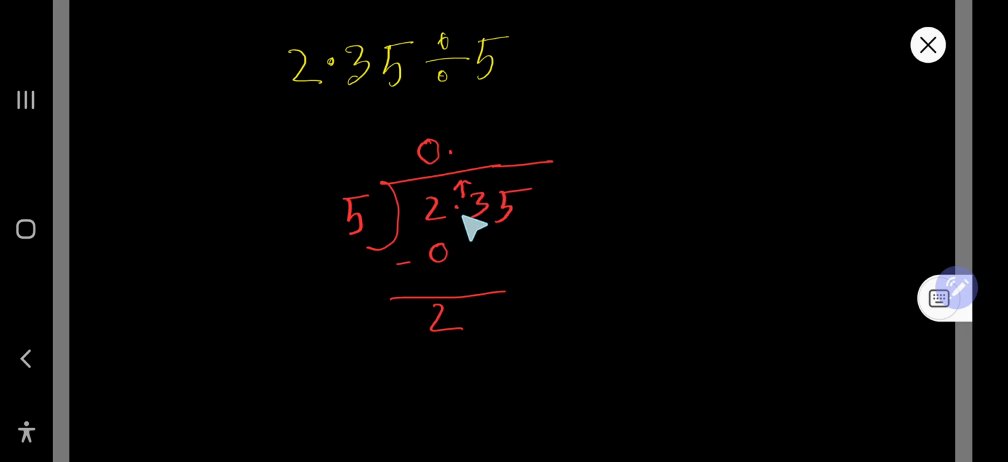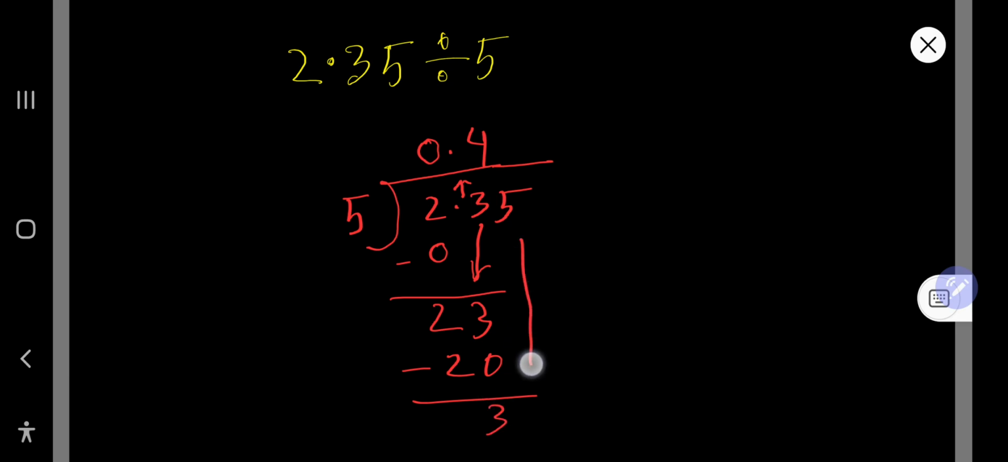After the decimal we have 3. Now bring down this 3. 5 goes into 23 how many times? 4 times. So 4 times 5 gives you 20. If you subtract, then 3.